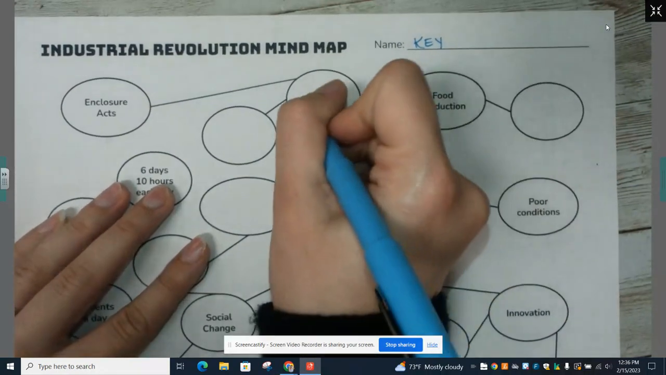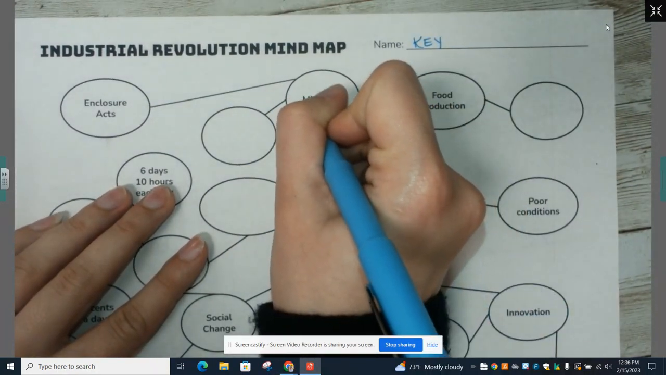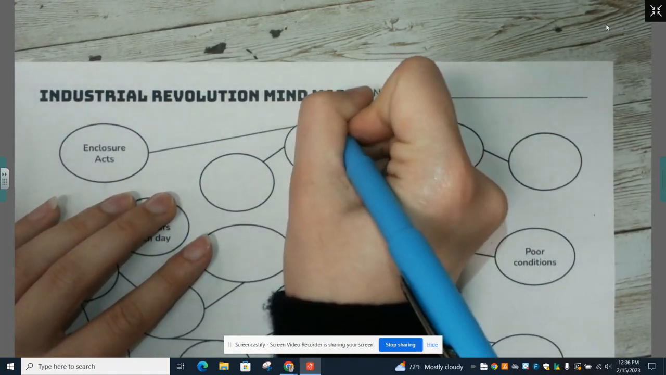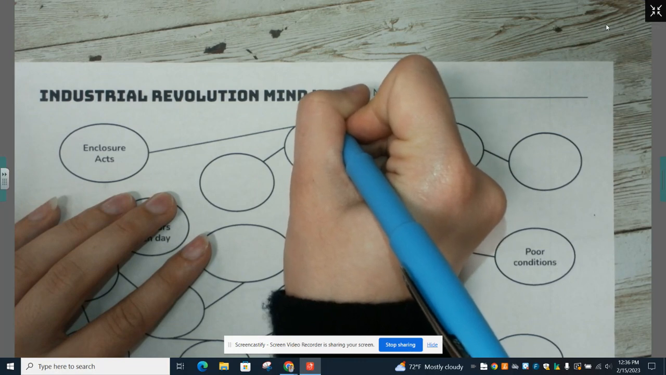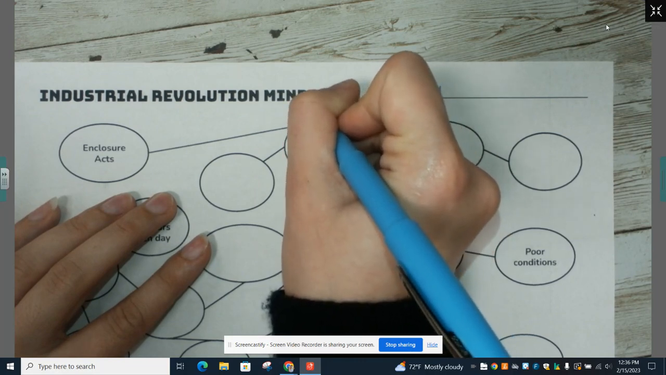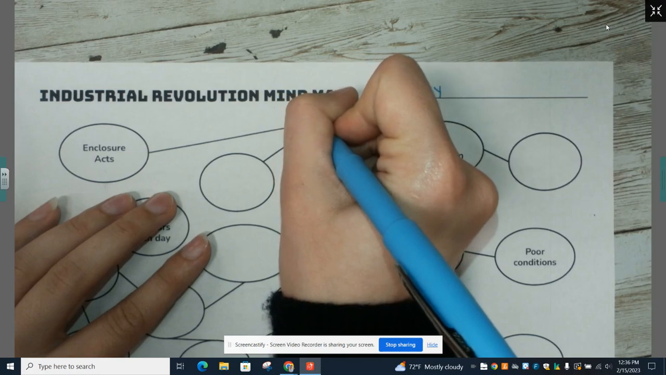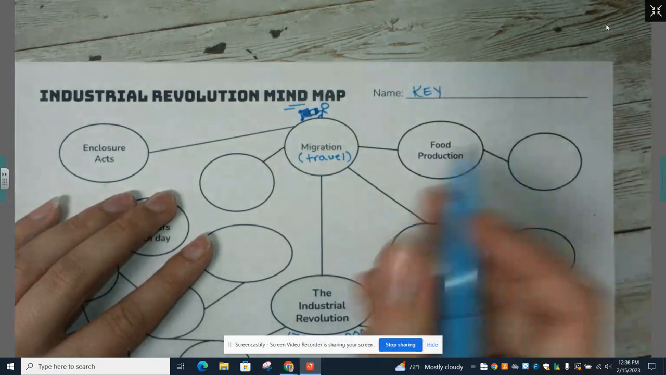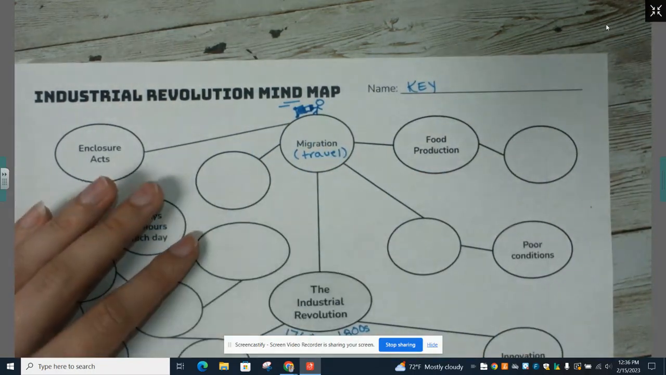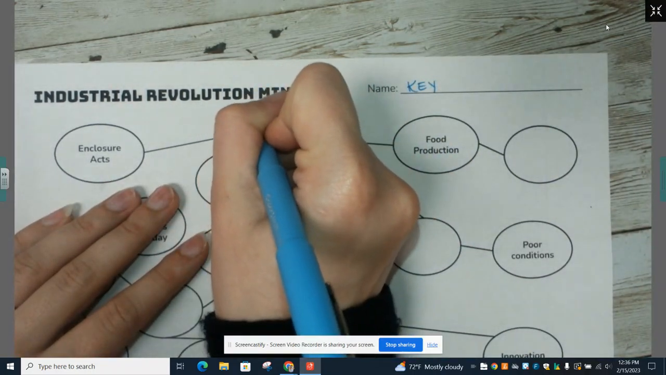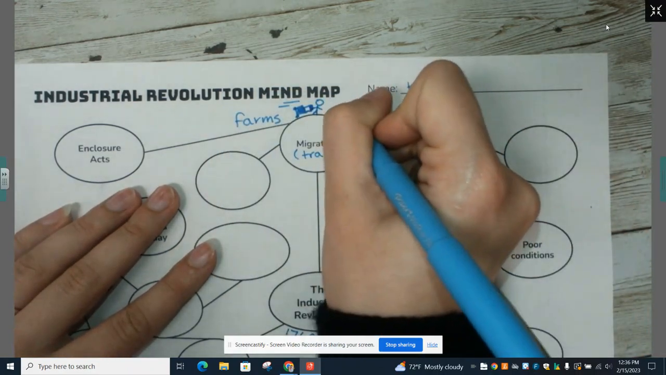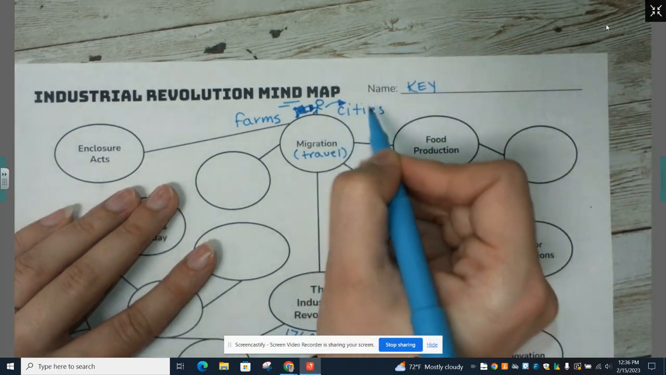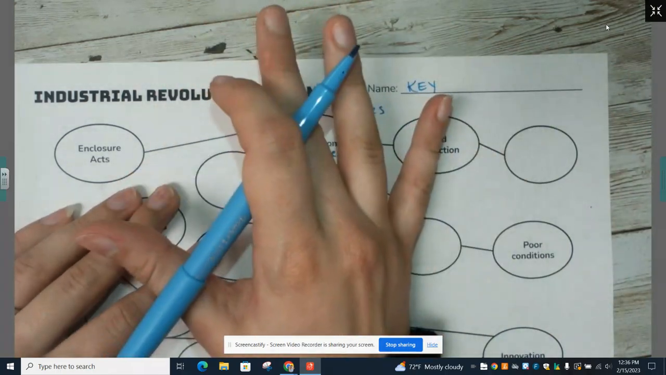Now, migration is just a fancy word for travel or moving. And that's why when I think of migration, I'm thinking of a person with a little suitcase like this. Like a suitcase like that. His little wheels. And he's moving. Okay? And people during this time period were going from farms to cities. Okay, they were making their way over to cities.